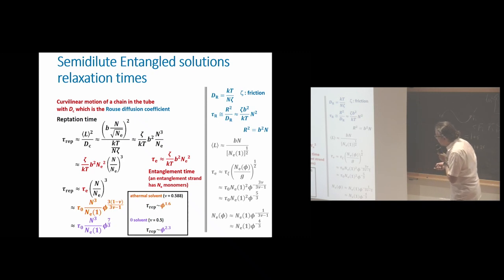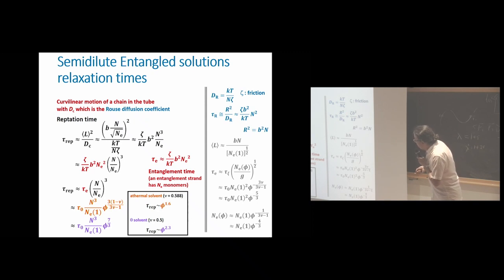And this latter part is in fact equivalent to the entanglement time. So the entanglement time, this is the Rouse time, so you can use this relationship for the Rouse time. This is the diffusion of an object of size R, so you have zeta, and then this is the size. Here you know that the number of monomers in the strand is Ne, so you can simply replace that, and we can write this simple relationship: tau reptation is the product of tau E, the relaxation time of entanglement, with this cubic dependence of n over Ne.